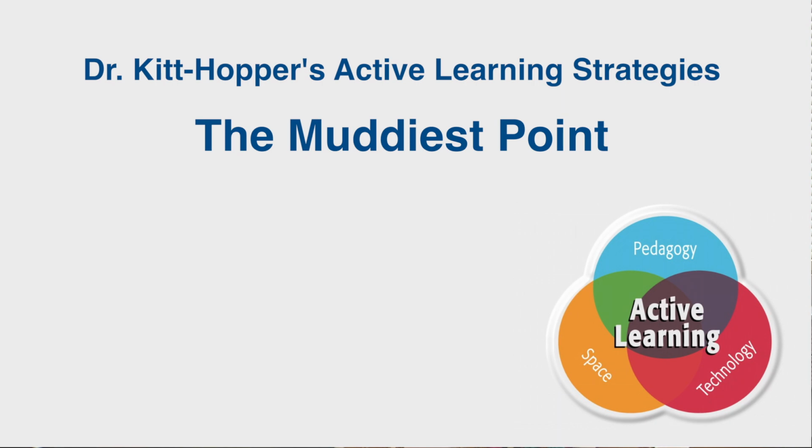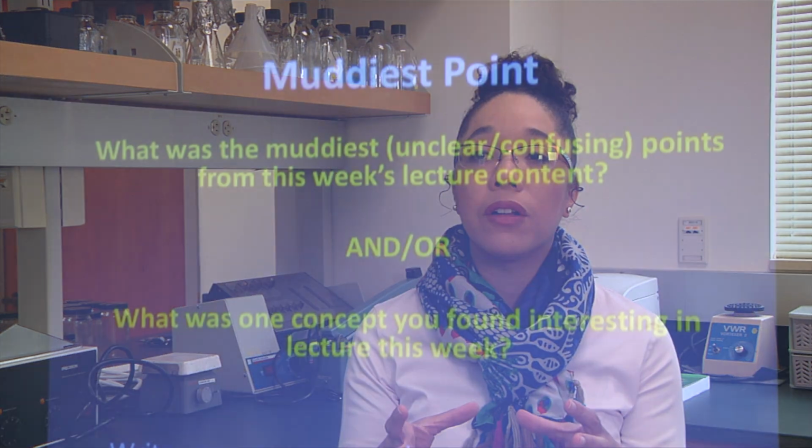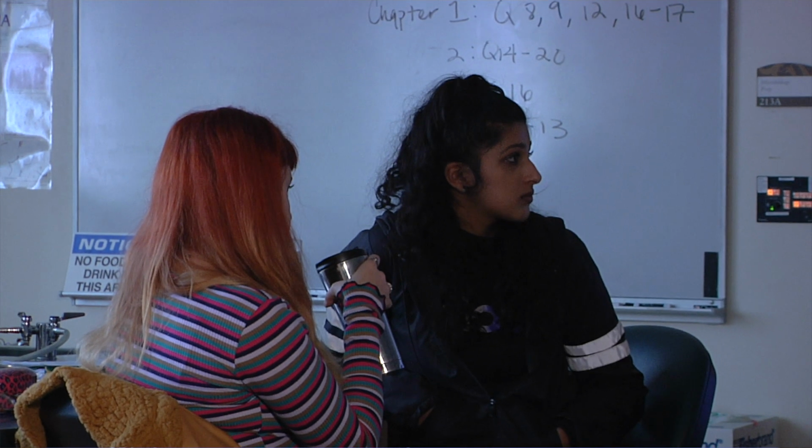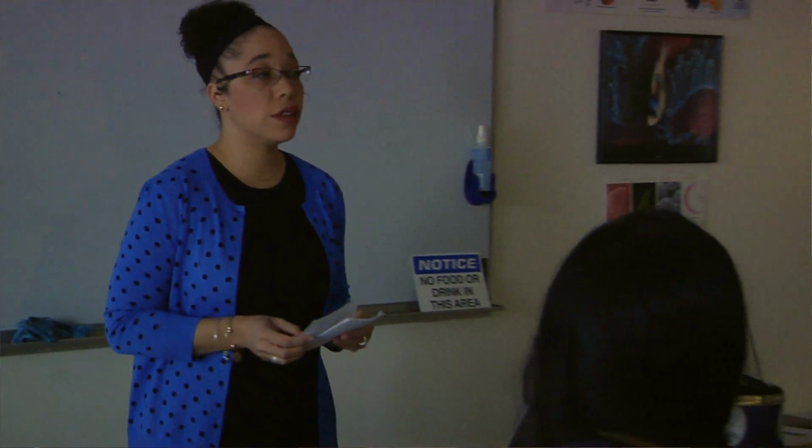The muddiest point is a way for you to assess what the students have been learning in class so far, and also to deal with any misconceptions they may have on the material. Was there anything from this week's lecture that was maybe confusing, unclear? That's one of the things I would ask that you can write down on an index card. I use this muddiest point technique to bring out every student's voice, for one, and two, for me to get a sense of, is there a pattern of students not understanding specific content.